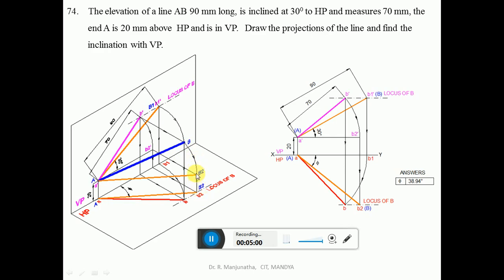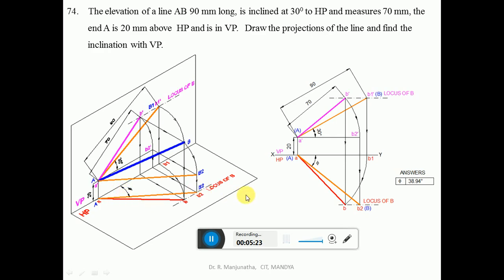So you are rotating the point B such that it will be above HP by 20 mm. When you look from the top view, it has been projected onto the horizontal plane so that it will cut on the locus of B at this point. So you're going to get the small AB2. Then join AB2 with a little bit thicker line than the projector line. So this will be the true inclination with respect to VP. That inclination is shown as phi.